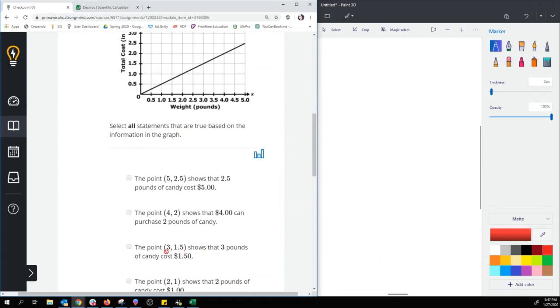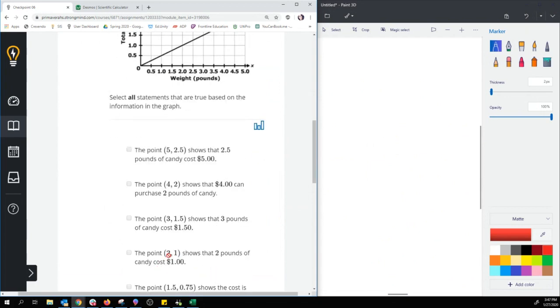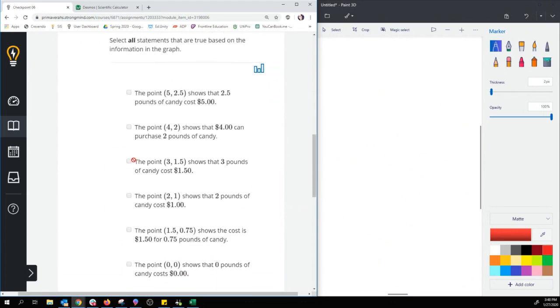The next one says that 3, 1.5 shows that 3 pounds of candy cost $1.50. So here I have my 3 pounds of candy and 1.5 for dollars. So is this third one true? Yes, perfect. So this third one here is true. This one says that 2, 1 shows that 2 pounds of candy costs $1. So if I look at 2 pounds, does it cost $1? Is this one true as well? Yes, perfect. So far we have these two.